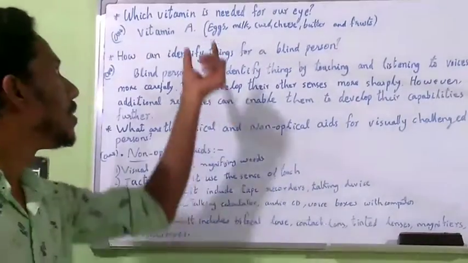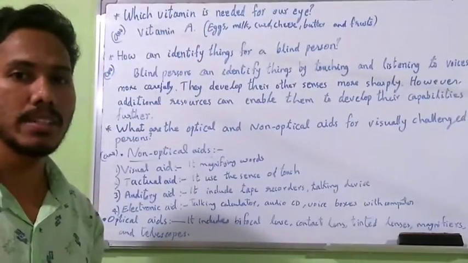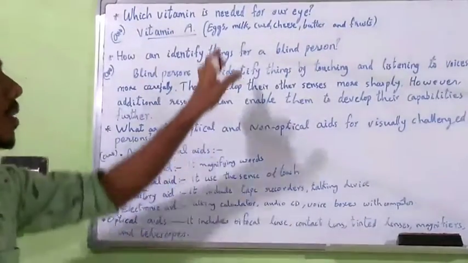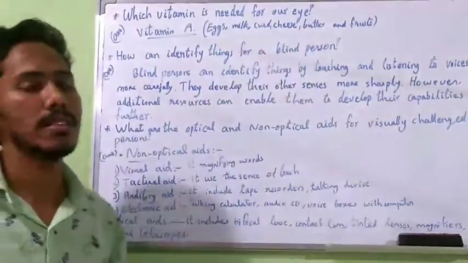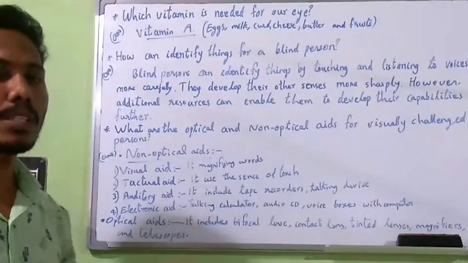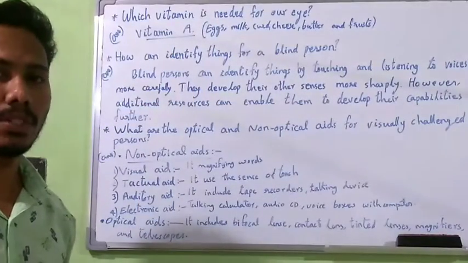Then which vitamin is needed for our eyes? Vitamin A. It is found in eggs, milk, cheese, curd, butter, fruits, etc. So vitamin A is needed for our eye for proper vision.